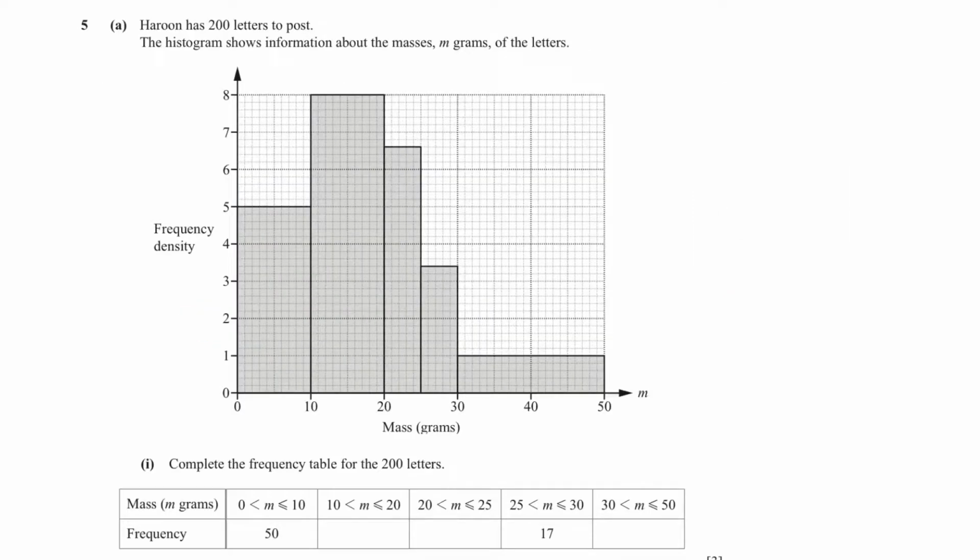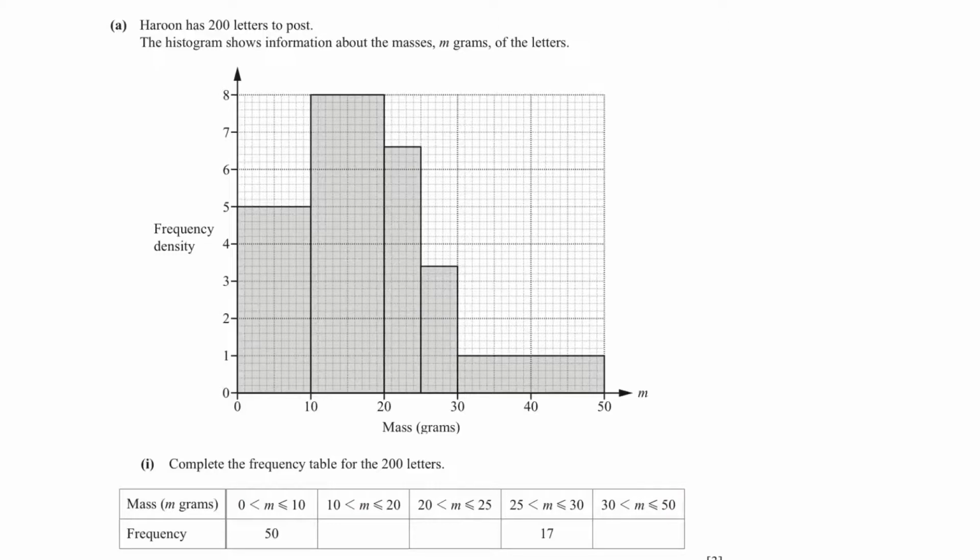Question number 5 is a histogram question. Part A, Harun has 200 letters to post and we have been given a histogram. This is the frequency density and this is the mass in grams of the letters. Complete the frequency table for the 200 letters. We have been given the frequency density and the class width.